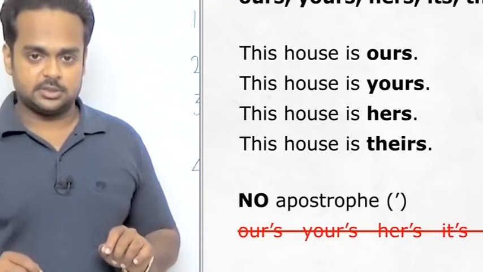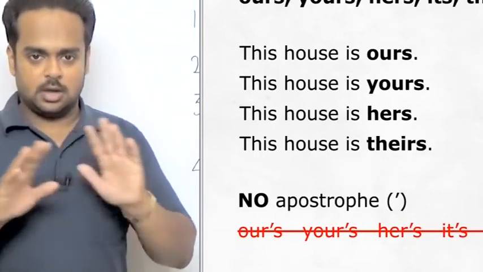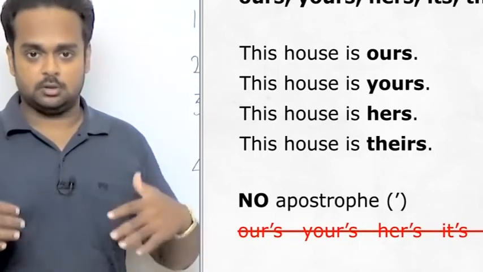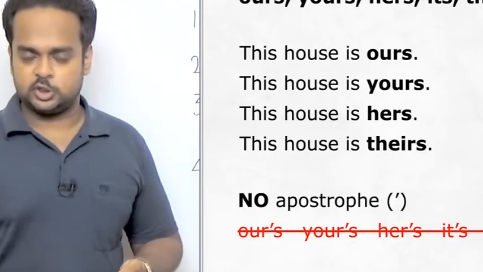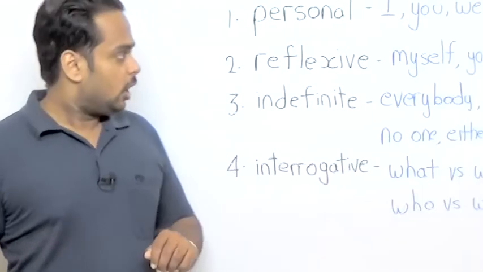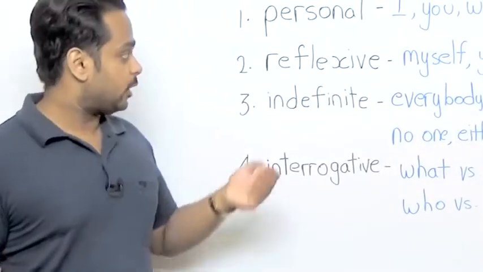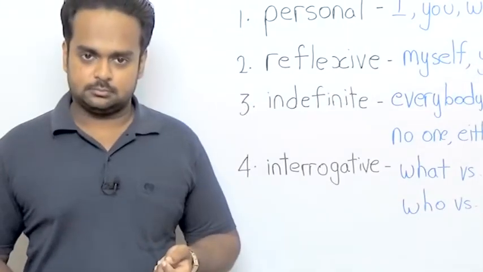A very common mistake is to put an apostrophe there, and that makes your sentence look ungrammatical and unprofessional if you're writing in a formal situation. So make sure to avoid that error. All right, so those are the 2 errors with personal pronouns. Let's now move on and talk about reflexive pronouns.